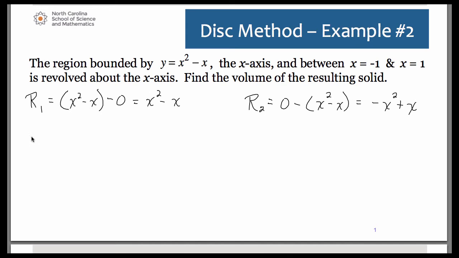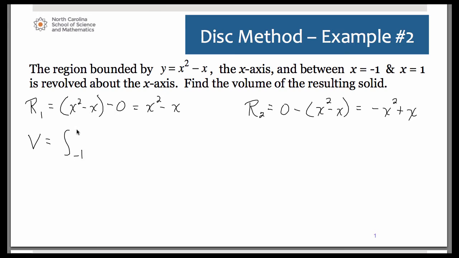So when we go to find our volume, the first integral is going to go from -1 to 0, and that's going to be of the quantity x squared minus x, and we need to square that according to the formula. And to that we're going to add the other integral that goes 0 to 1. I forgot my pi.